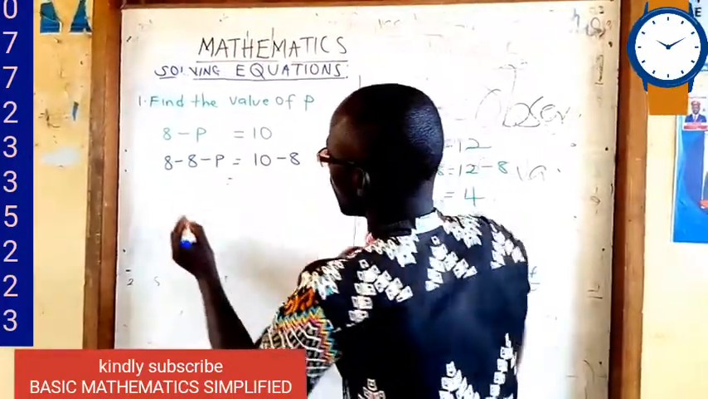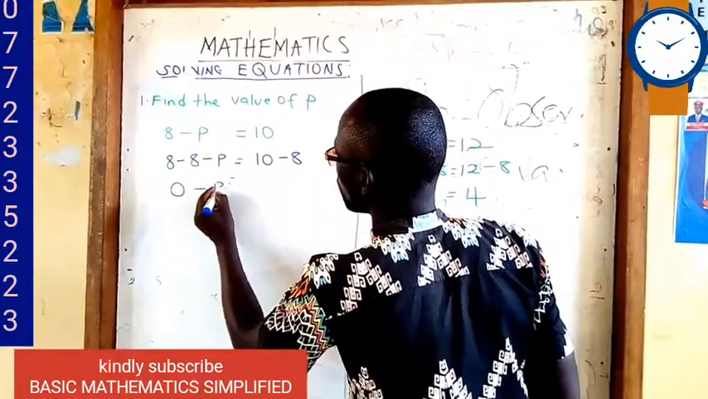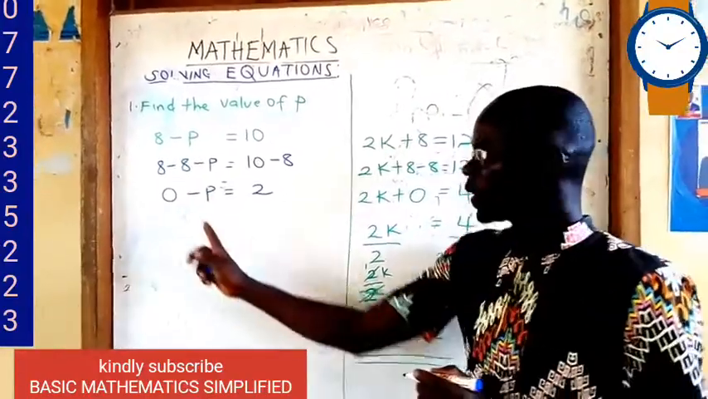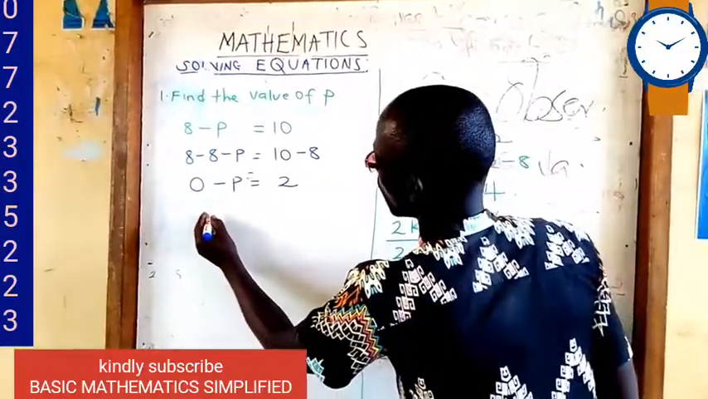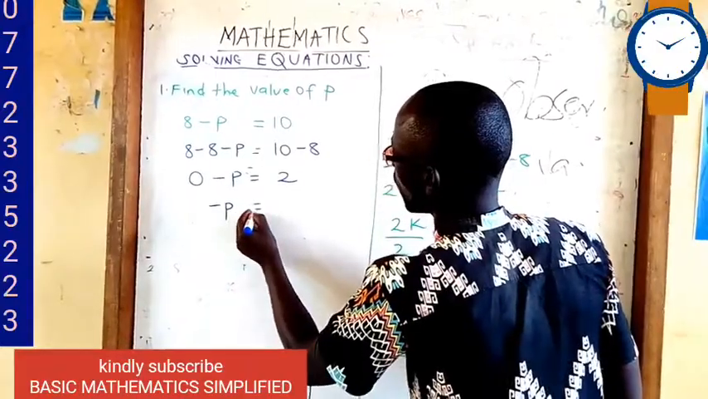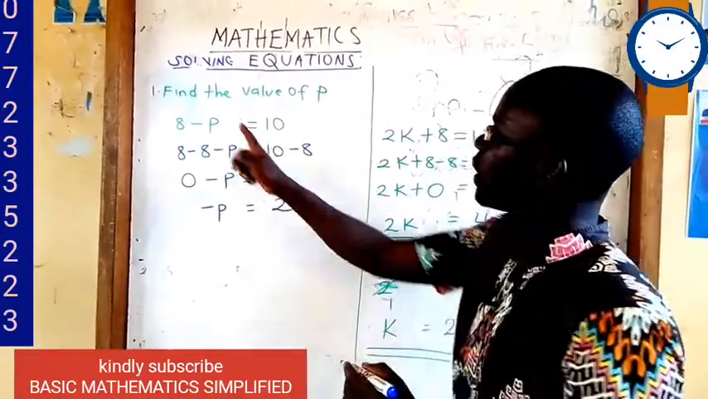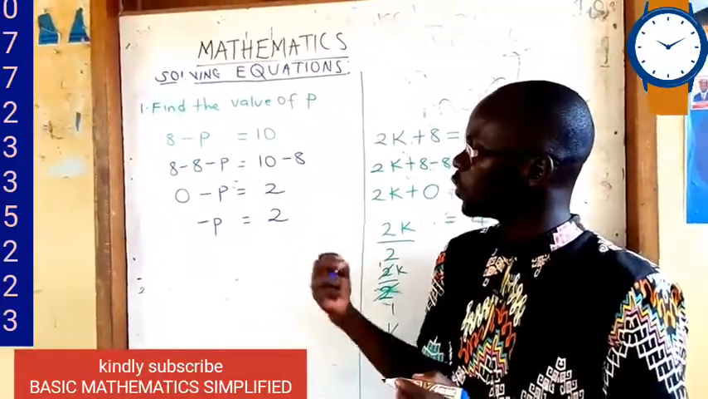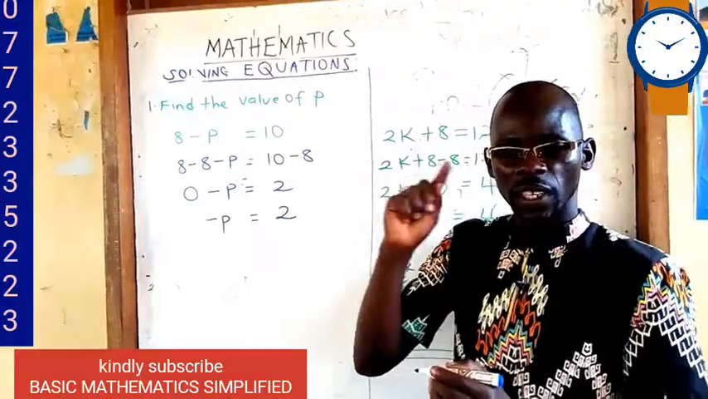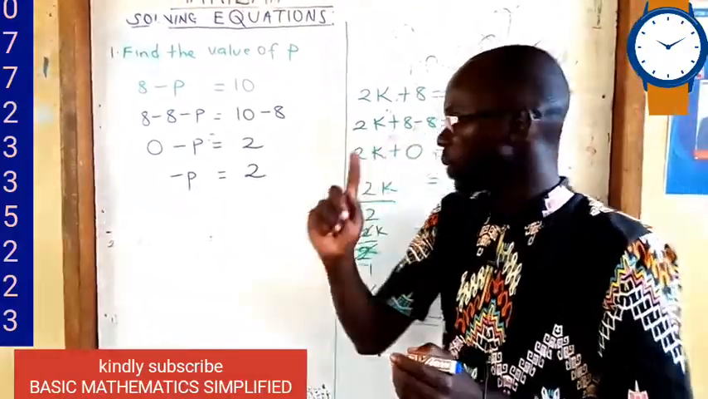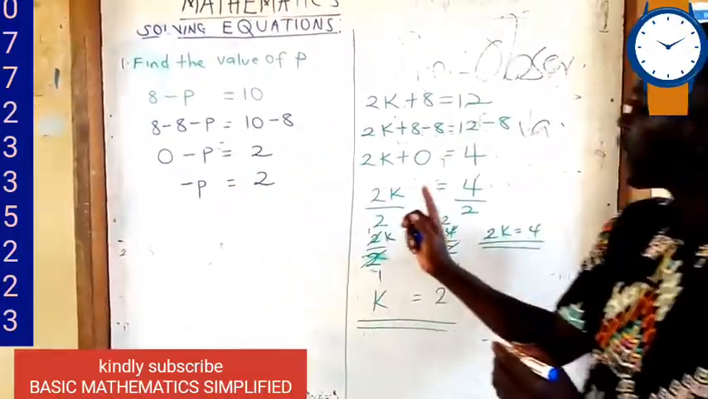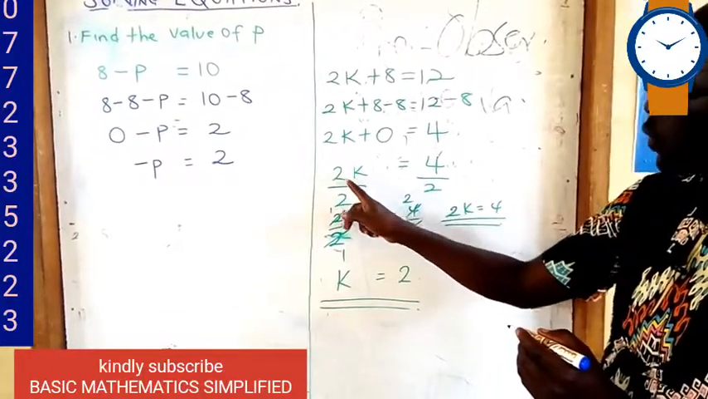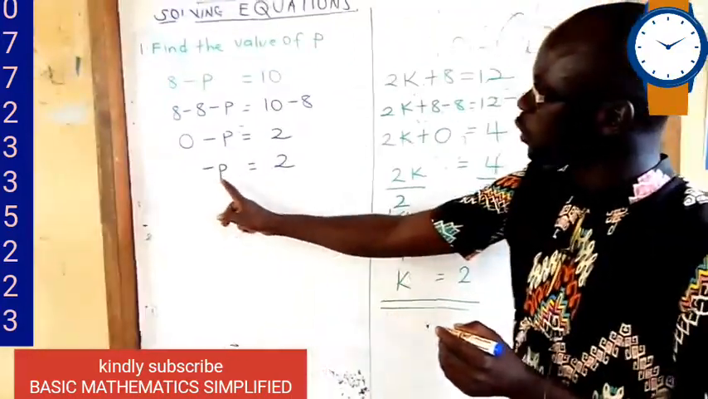So that 8 minus 8 gives you 0, minus p equals to what is 10 minus 8? You get 2. So what is 0 minus p? Definitely we have negative p equals 2. But remember they are saying find the value of p, not the value of negative p. So what do you do? This p you are seeing right here is the same as negative 1p, because it's appearing as 1. Just the way we did it here, when we had 2k, we divided by 2 because the coefficient of k was 2. So even here, the coefficient of this one is negative 1.